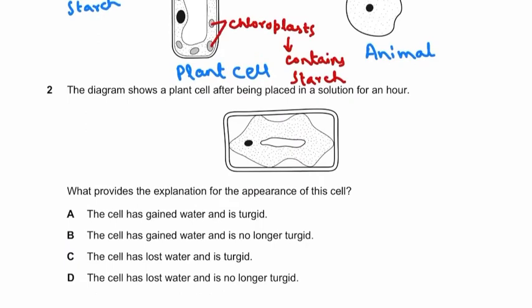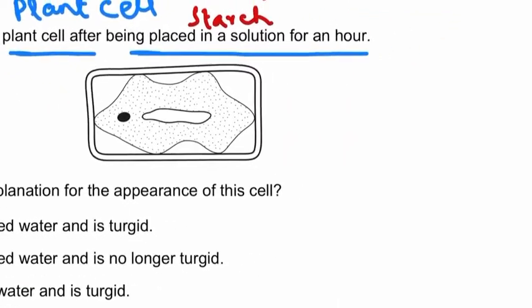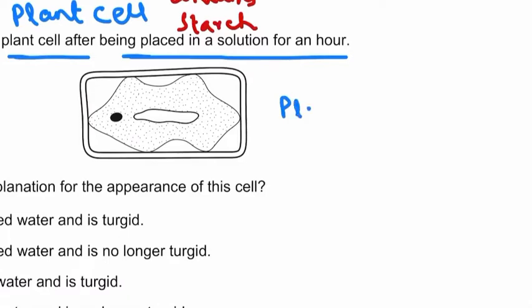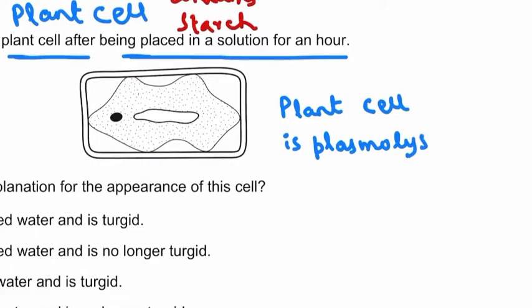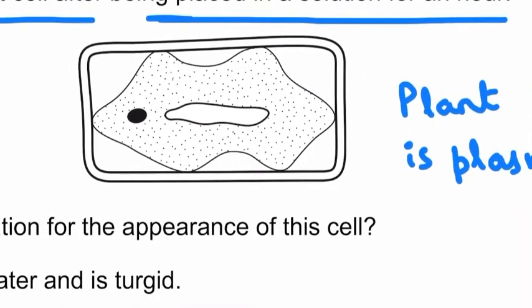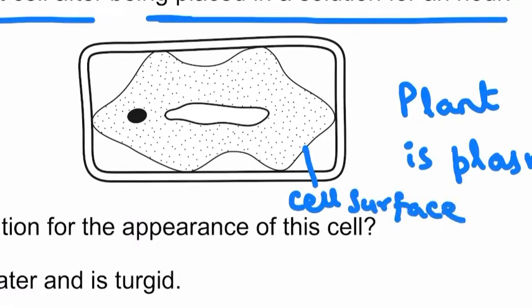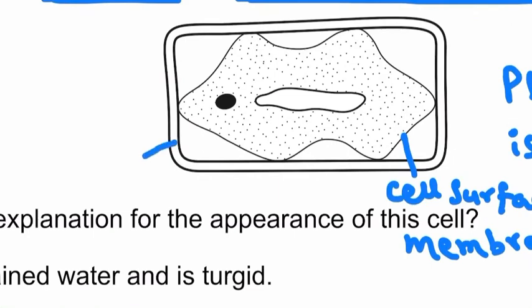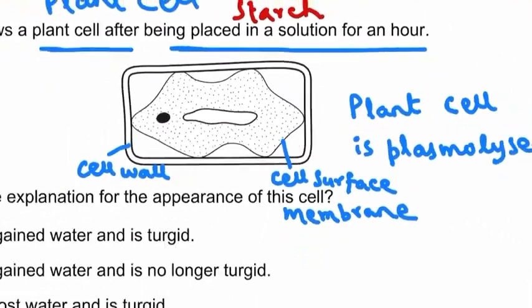Let's move on to MCQ number 2. The diagram shows a plant cell after being placed in a solution for an hour. So guys, we can look at the plant cell. This plant cell is plasmolysed. So guys, what is the feature of plasmolysed plant cell? A plant cell which is plasmolysed has lost a lot of water, due to which the cell shrinks and the cell surface membrane loses contact with the cell wall. We can see that cell surface membrane has lost contact with the cell wall, or has detached from the cell wall. So this is the hallmark of a plasmolysed cell, that the cell membrane will detach from the cell wall due to the water loss from the cell.